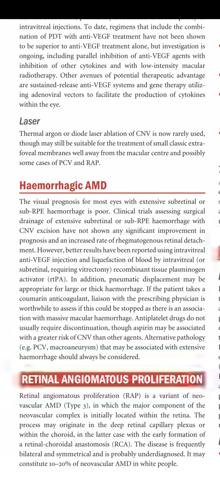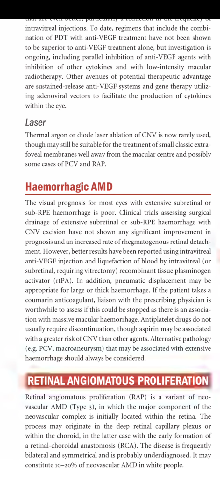However, better results have been reported using intravitreal anti-VEGF injection and liquefaction of the blood by intravitreal or subretinal, requiring vitrectomy, recombinant tissue plasminogen activator. So better results are reported with anti-VEGF agent or intravitreal TPA. In addition, pneumatic displacement may be appropriate for large or thick hemorrhage.